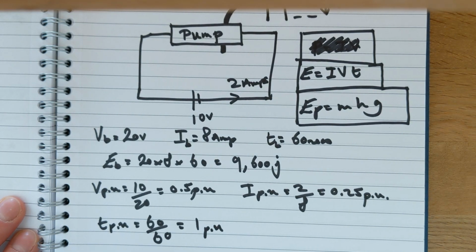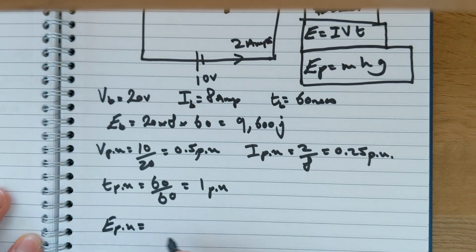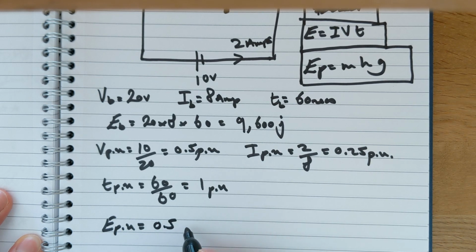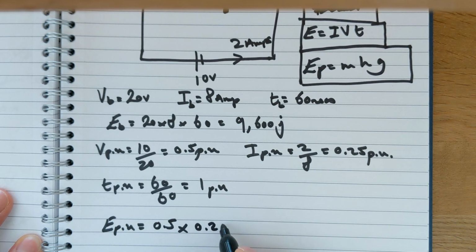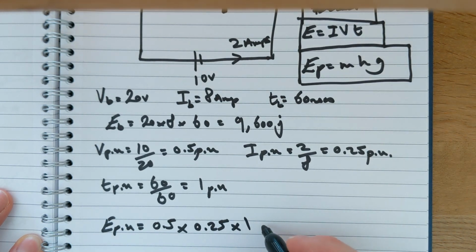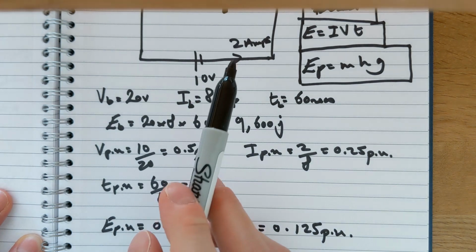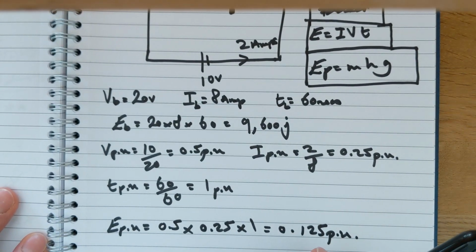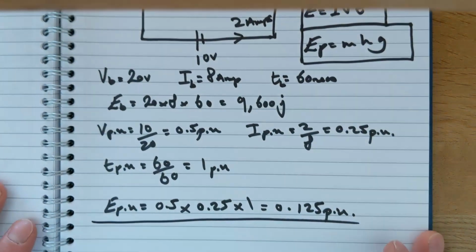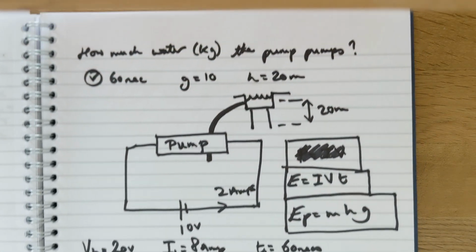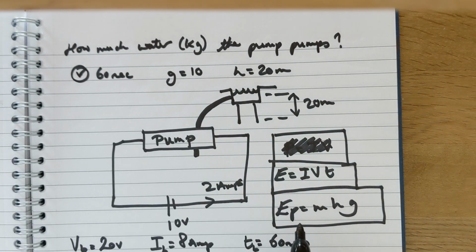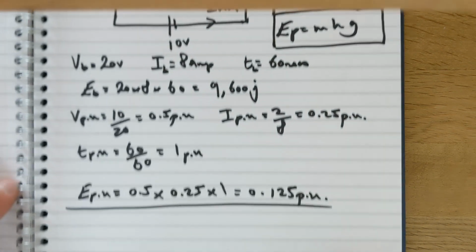So energy in per unit is 0.5 times 0.25 times 1, which equals 0.125 per unit of energy used by the pump in 60 seconds. So we've basically done the calculations we need for the circuit bit. Now we need to move on and address the pump bit of the circuit, which is defined by energy equals mass times height times gravity.